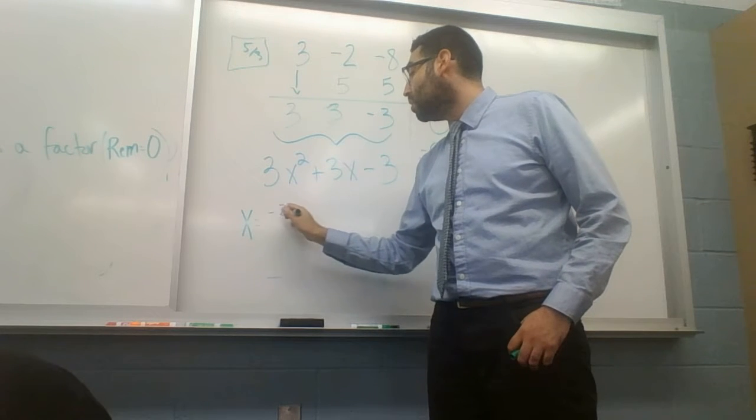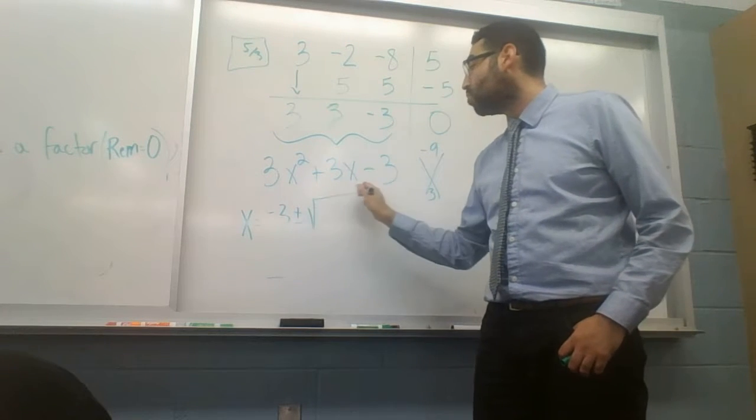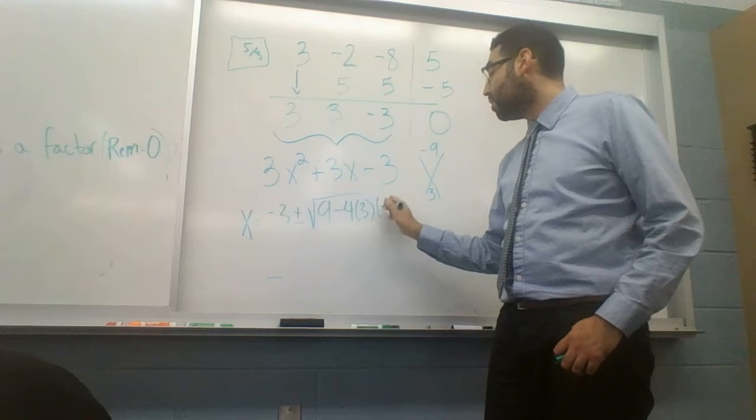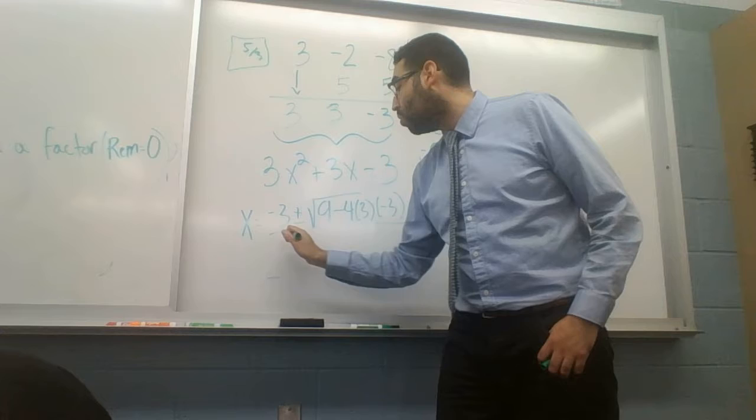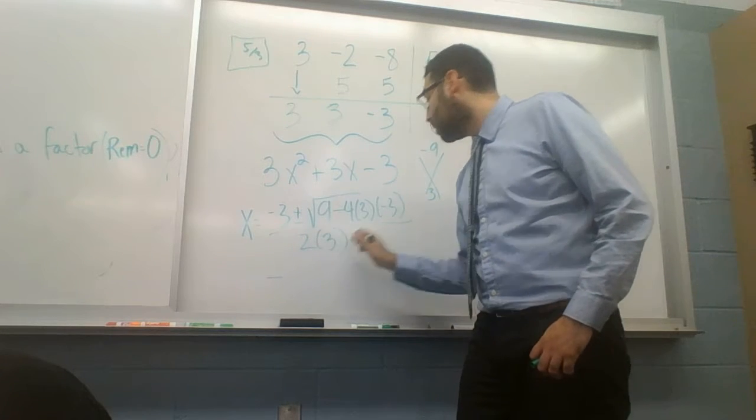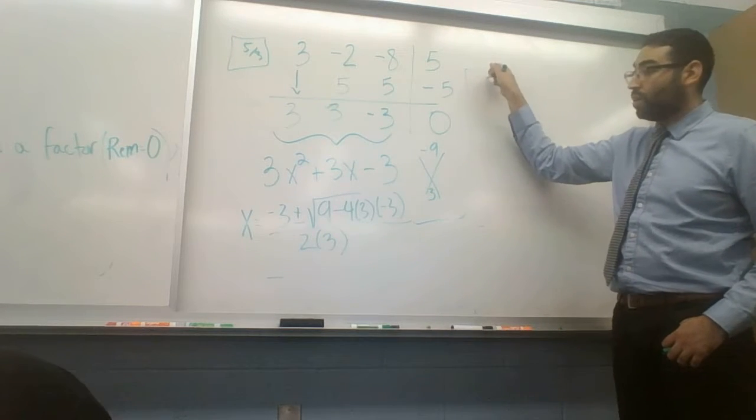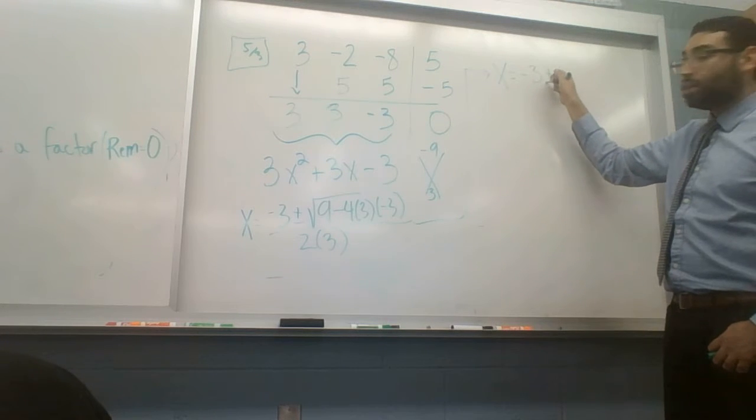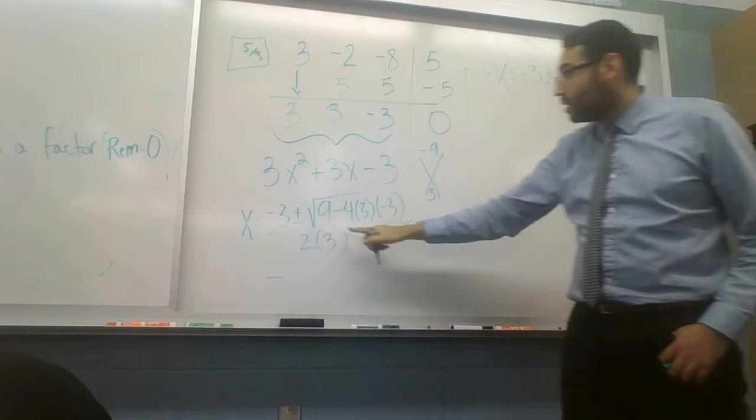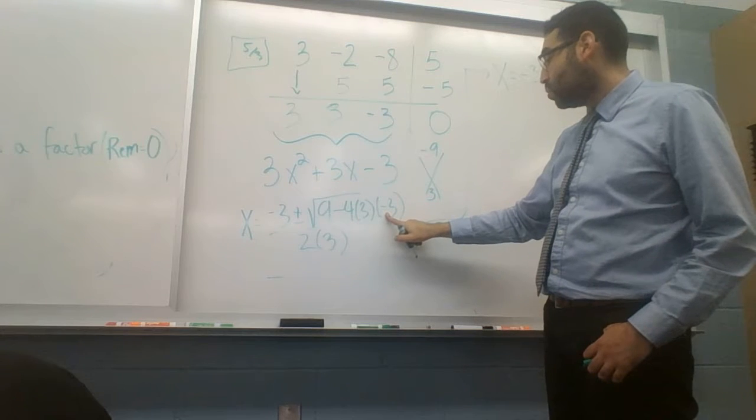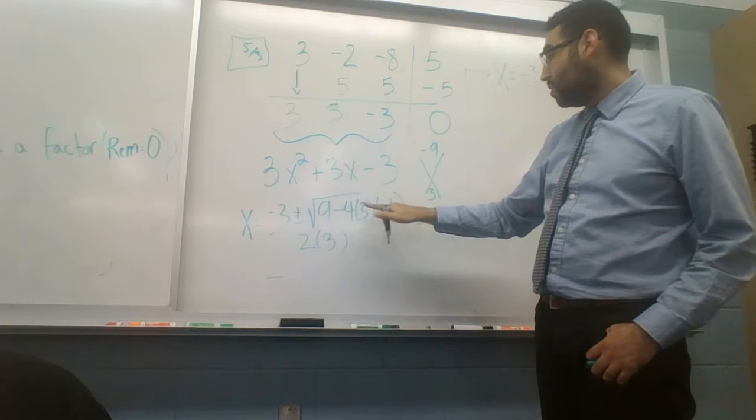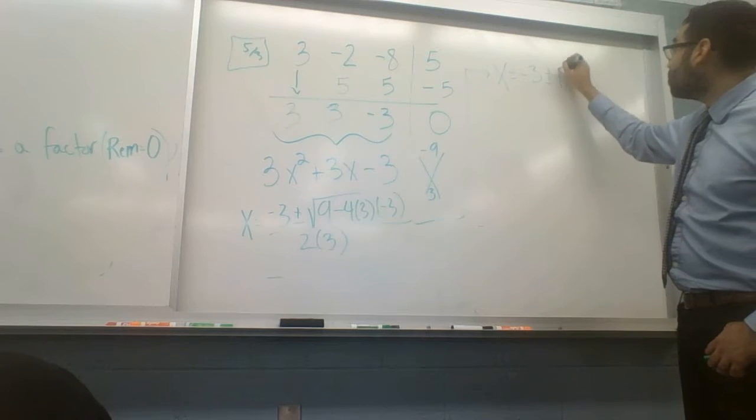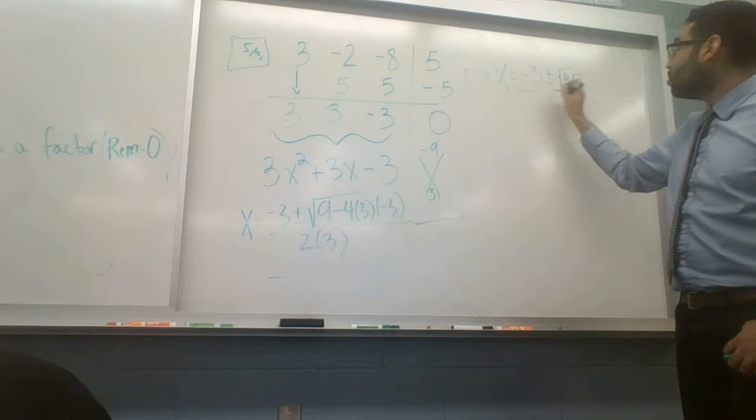Negative b plus or minus the square root of b squared minus 4 times a times c, all over 2 times a. So take that and let's work this out. I get x equals negative 3 plus or minus, let's see, 12 times negative 3 is 36. The negatives cancel out to give me positive 36. So together I get the square root of 45 all over 6.